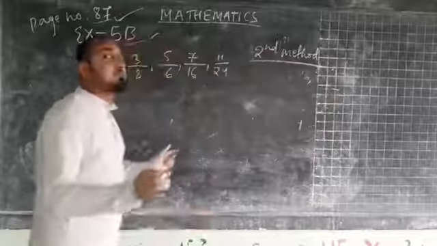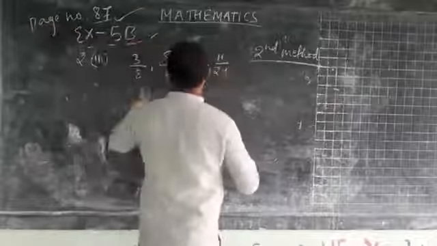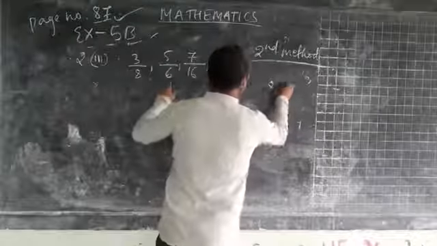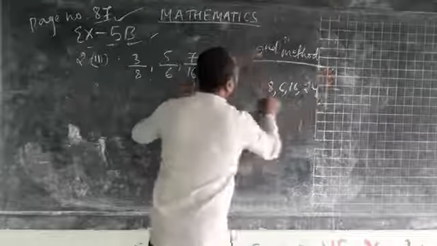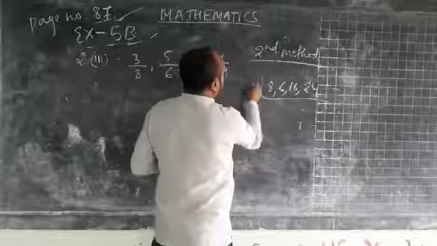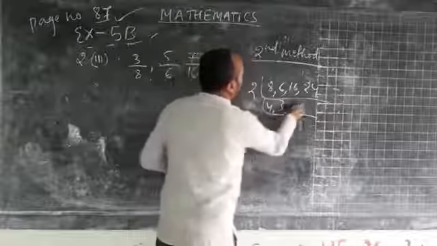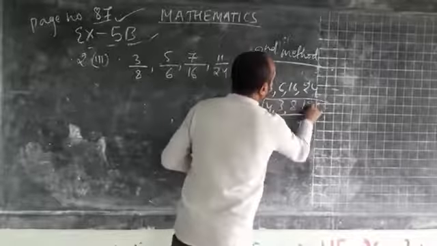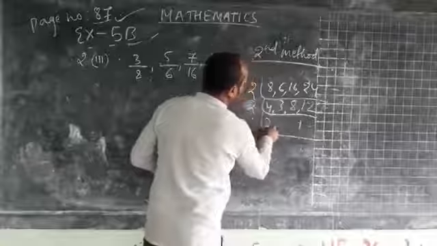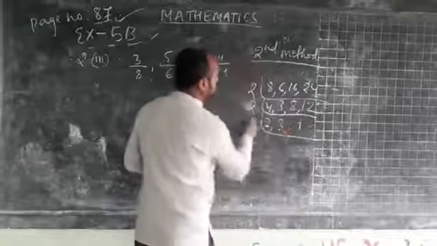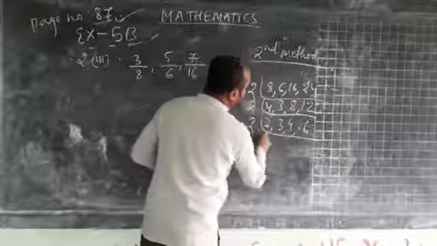In the case of second method, what we'll do is first we'll take the LCM of the given denominators. So we have 8, 6, 16, 24. Here 2 4s are 8, 2 3s are 6, 2 8s are 16, 2 12s are 24. Again it will go by 2. So 2 2s are 4, 3 will remain as it is. 2 4s are 8, then 2 6s are 12. Again it will go by 2.